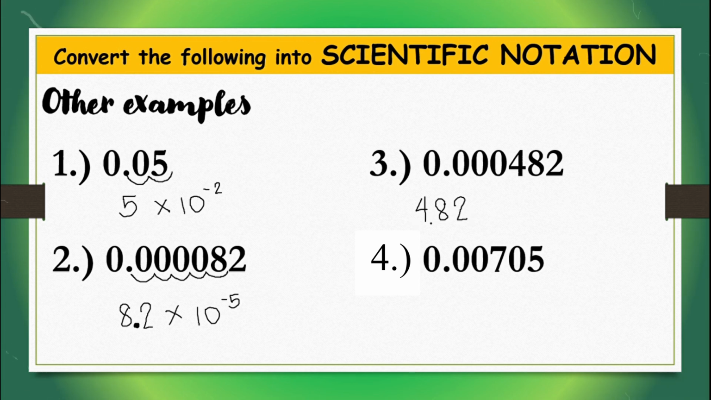For number 3, we have three significant digits, which are 4, 8, and 2. And the first significant digit is 4. So we will add a decimal. So this will be times 10. Now let's count the number of movements of the decimal point. 1, 2, 3, 4. So our answer will be 4.82 times 10 to the negative 4.